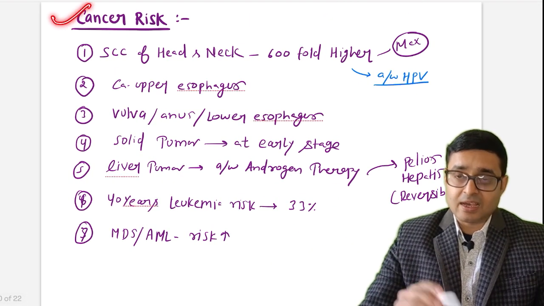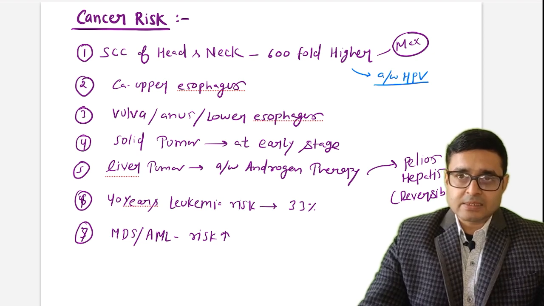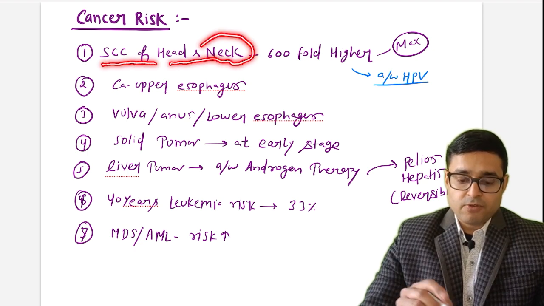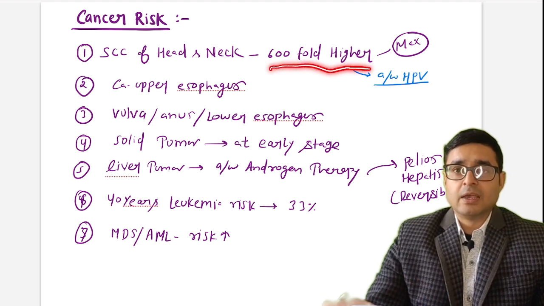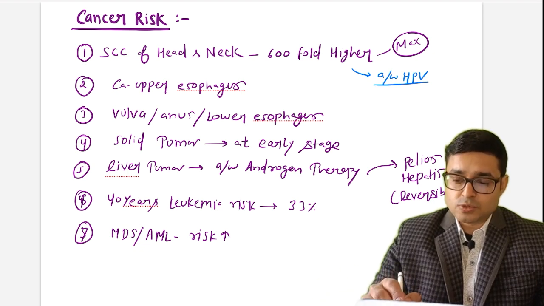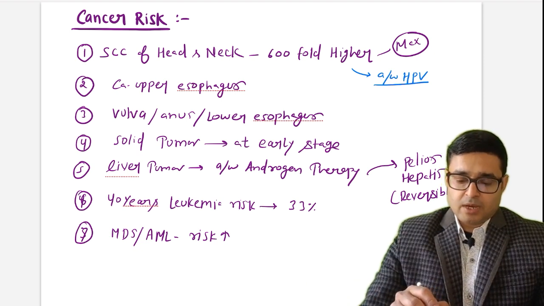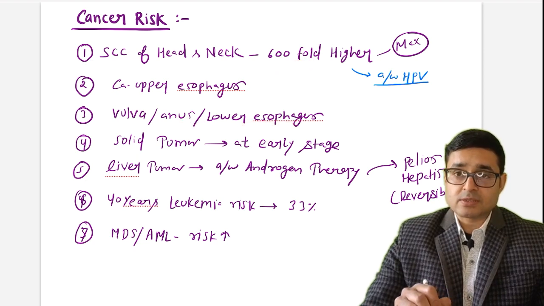Okay, cancer risk. I told you earlier, because Fanconi anemia carries a malignancy risk. The most common is head and neck carcinoma, which is actually squamous cell carcinoma of the head and neck, with a 600-fold higher incidence. This is maximally associated with Fanconi anemia and associated with HPV. So the important point is we have to vaccinate the children against HPV. Carcinoma of the upper esophagus, carcinoma vulva, lower esophagus, solid tumors at an early age.